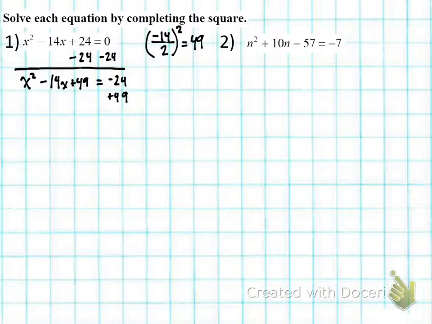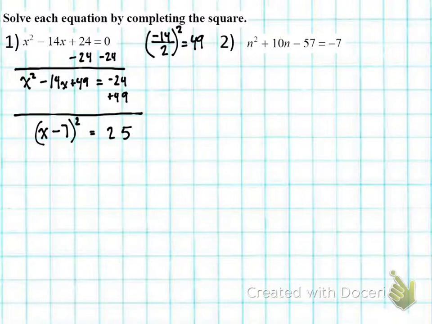Okay? When we do that, this whole left-hand side we can now factor as x minus 7. The way I figured that out is I took the square root of x squared, brought it down here, and then I took negative 14, divided that by 2, and put negative 7 here, and then we square it, which is equal to, when we do negative 24 plus 49, 25, right?